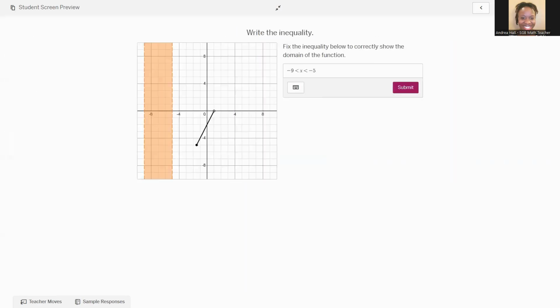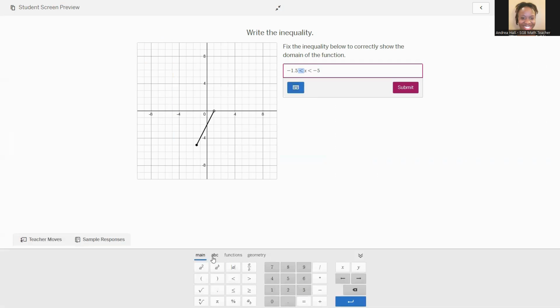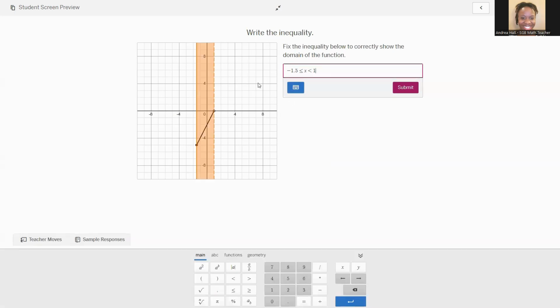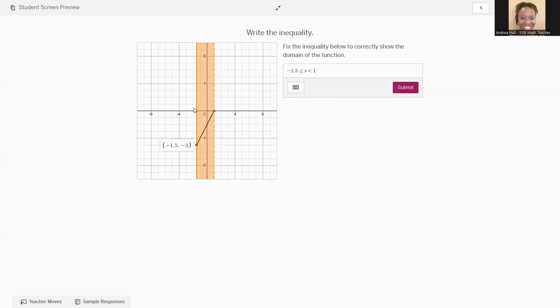All right. So again, here's another inequality. When we're talking about domain, we want to move this over. So this starts at negative 1.5. I'm looking at my x value, so I would say negative 1.5. And then I would change this inequality to less than or equal to x, and then this goes all the way to 1. So I'd say 1 here. And you see that shares your domain. You're looking at the x values. Where does it start? Where does it end?